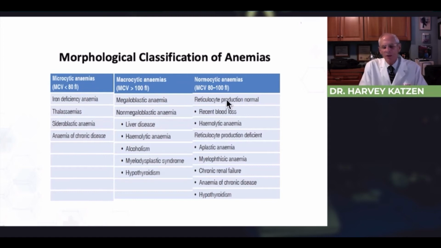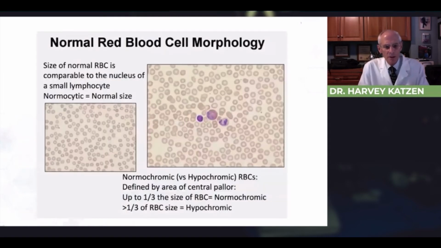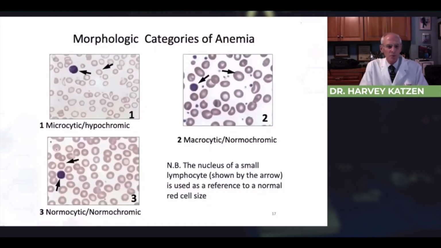Each of these categories can help begin to fine-tune or get closer to what is the actual diagnosis. So normal red blood cells are felt to be the size of a normal lymphocyte. This is a band, a white blood cell, and these are fairly normal red blood cells, fairly similar in size to this normal lymphocyte that is in this peripheral blood smear.